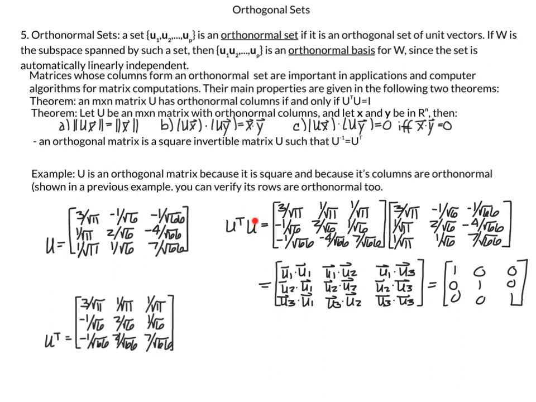Technically, I should also do U times U transpose is still the identity matrix, since matrix multiplication is not commutative. But anyway, I'm only going to do this half because this is the one that's easy to see, and I don't actually want to do the arithmetic.